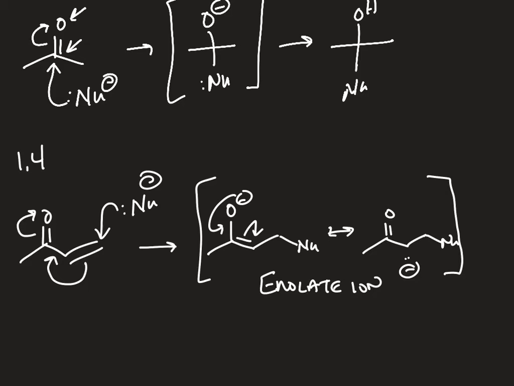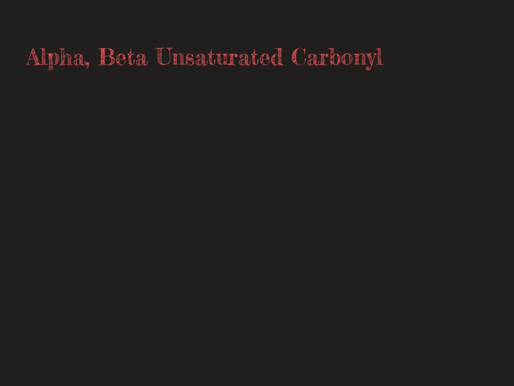Once we're to this step, we can have an acid of some kind protonate the alpha position. And you get your final product. So we're doing alpha-beta addition. We're adding into those two spots.